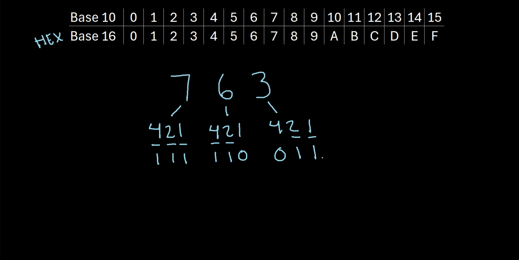The next step is we're going to form groups of 4 starting from the right. So we'll say here's a group of 4. Here's a group of 4. And notice this last one, we're going to have to add 3 zeros to create this last group of 4.